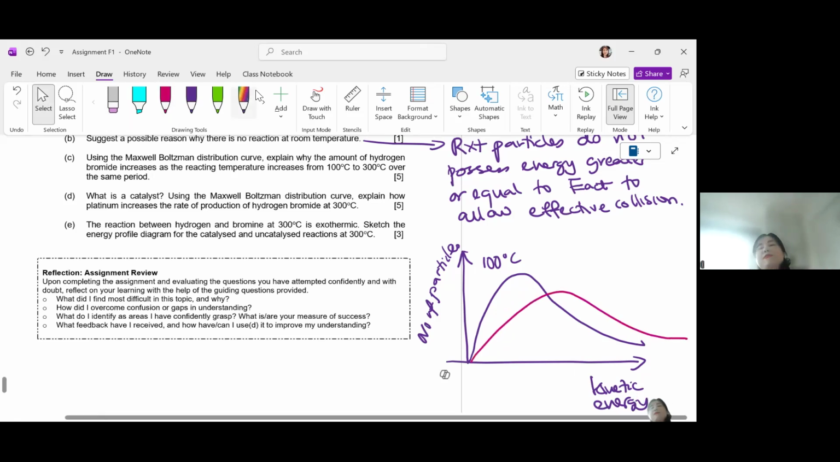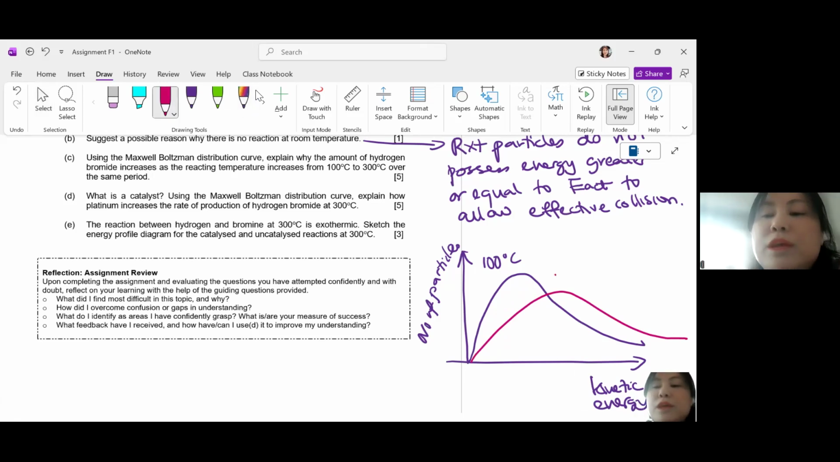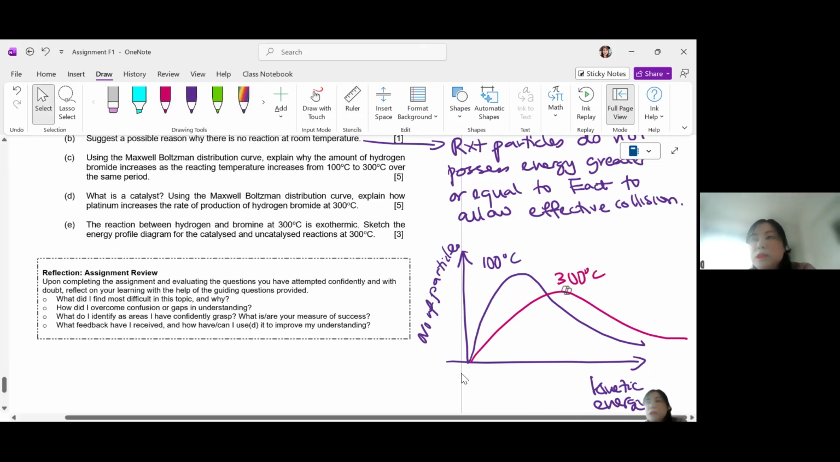So in this graph, the red graph is for 300 degrees Celsius. You'll see that it still starts from the origin. Every point seems shifted to the right, and the tallest part of the graph, which is the highest probability of the particles with this amount of kinetic energy, has shifted to a higher energy, but overall the graph is now lower in height.